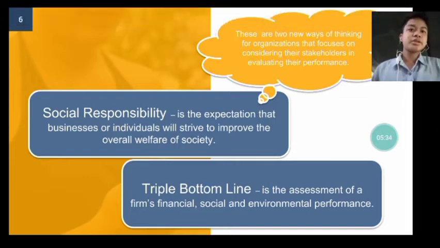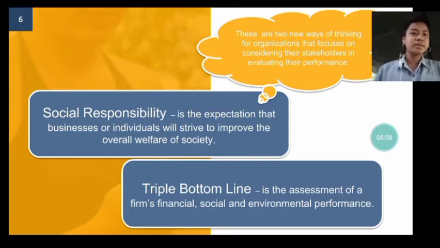So when we say social responsibility, it is the expectation that businesses or individuals will strive to improve the overall welfare of society. It is to act in a manner that benefits society. It is also a duty to act in the best interest of their environment.